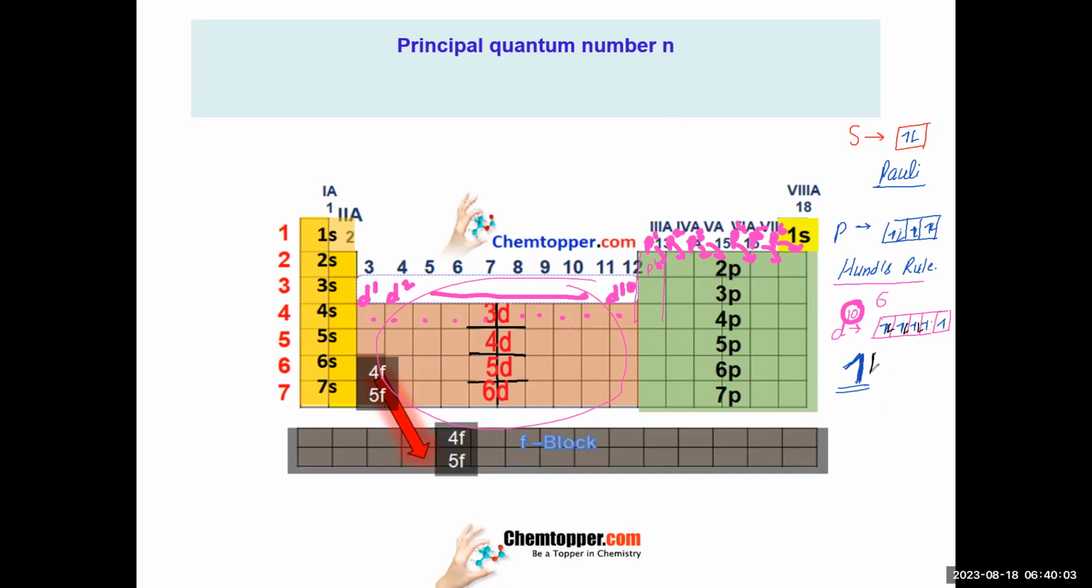The second electron will go anti-parallel, or anti-clockwise, like this. So one electron like this, the other electron will go like this. Make it in your notebook. Okay, now the f subshell. How many orbitals are there in the f subshell? 7. So how many maximum electrons can you place? 14. So how many groups will be there? 14. Arjun, are you writing everything in the notebook also?